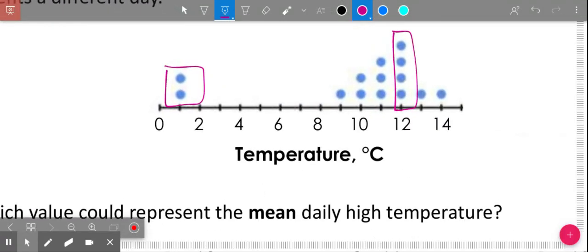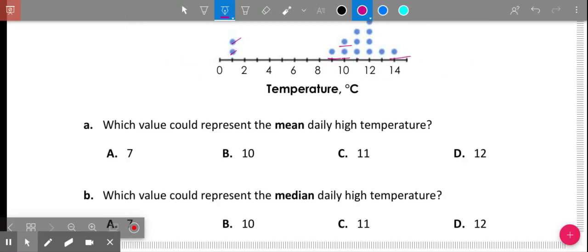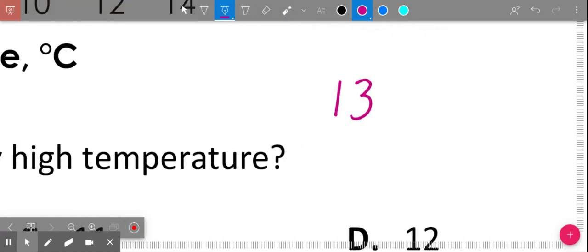So part A says, which value could represent the mean daily high temperature? Okay, so remember, that's when we're going to add all of our dots together. So we've got 2 dots on 1, so 1 plus 1, plus 9, plus 10 plus 10, plus we got 3 over 11, plus we have 4 over 12, so 12 plus 12 plus 12 plus 12, 1 over 13, and then 1 over 14. So right now, when we add all those up, that gives us 1,327.